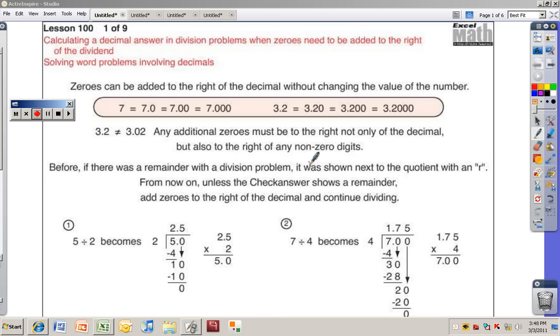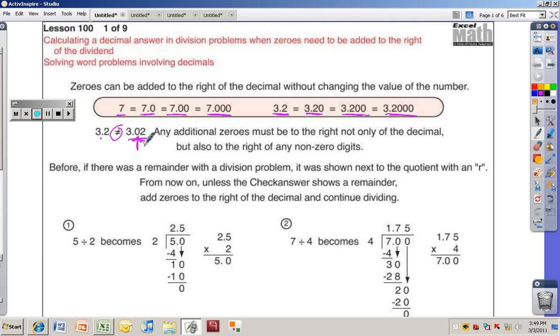Zeros can be added to the right of the decimal without changing the value of the number. So the number 7 is the same thing as 7.0, 7.00, 7.000. 3.2 is the same thing as 3.20, 3.200, 3.20000. Put as many zeros as you want on there, right? 3.2 is not equal to 3.02.